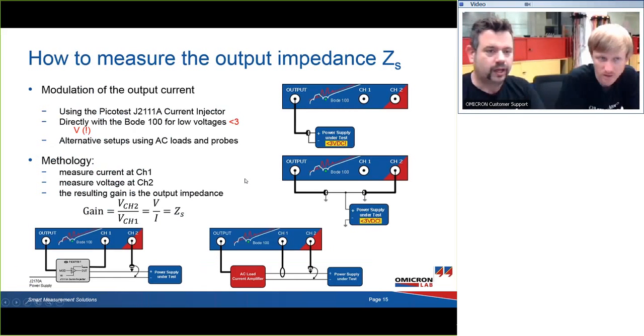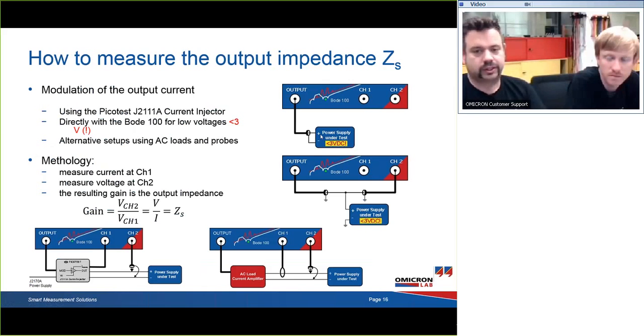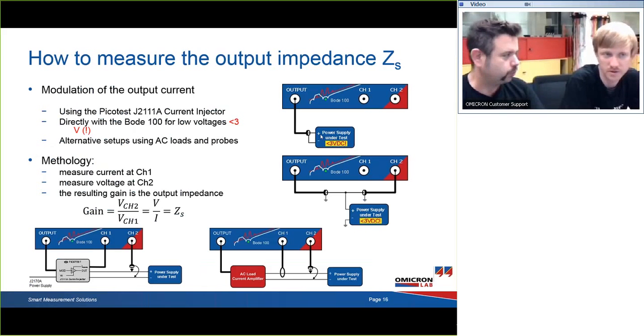So, how to measure the output impedance of a power supply? There are several methods to do so. First, we have the possibility to do this by modulating the output current. We can do this by connecting the power supply directly to the output of the Bode 100. This is something we only recommend for power supplies with an output voltage of, let's say, 3.3 volts maximum.